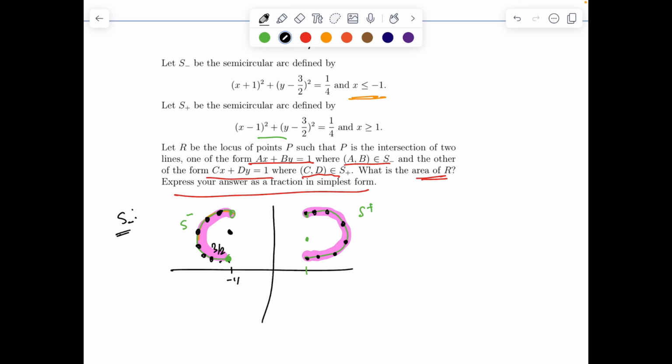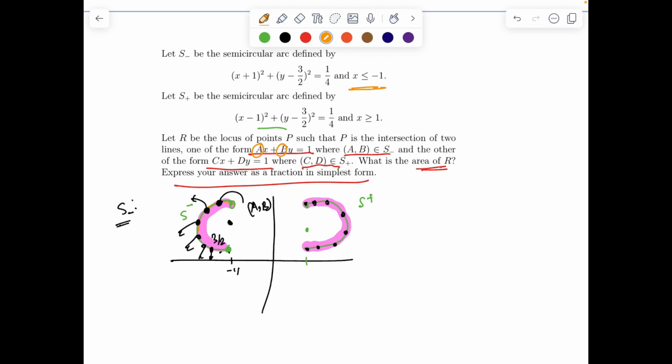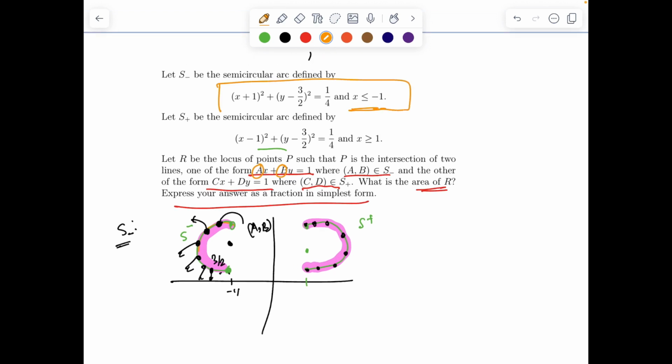R is the locus of point P such that P is the intersection of two lines, one of the form Ax plus By equals 1, where (A, B) belongs to S minus. That's very interesting. Say A and B are selected such that (A, B) is the ordered pair of this point. Similarly we have another point, also from the set S minus. With all these points having x and y coordinates A and B, we are making a family of lines, and that's really cool, because those values A and B are taken from the set S minus, so they satisfy this expression.